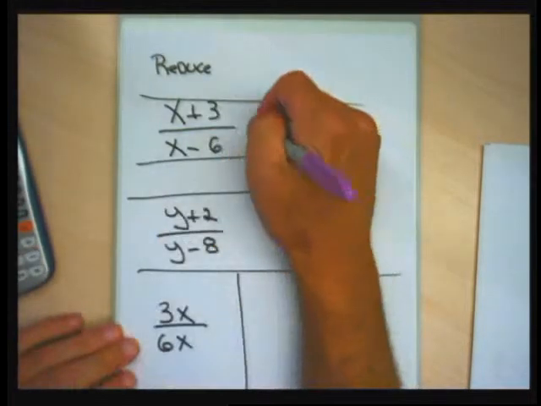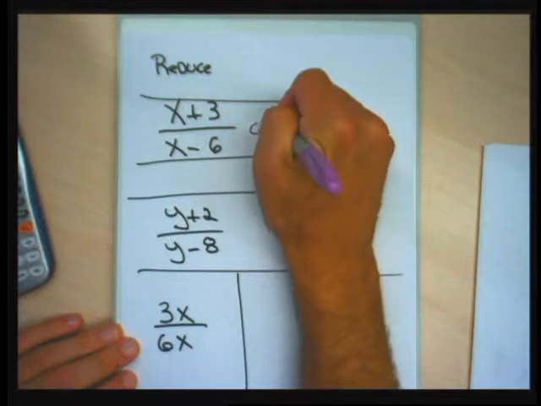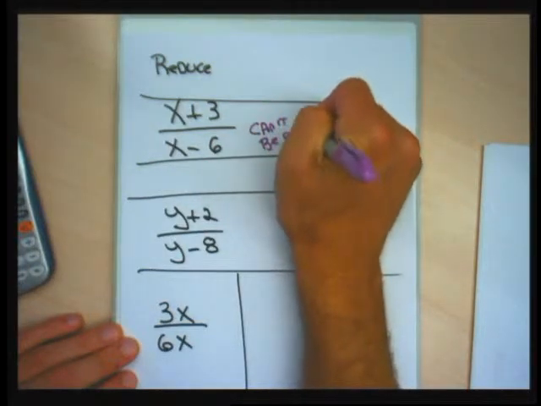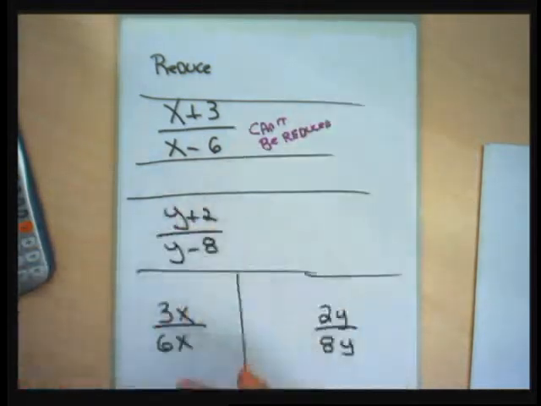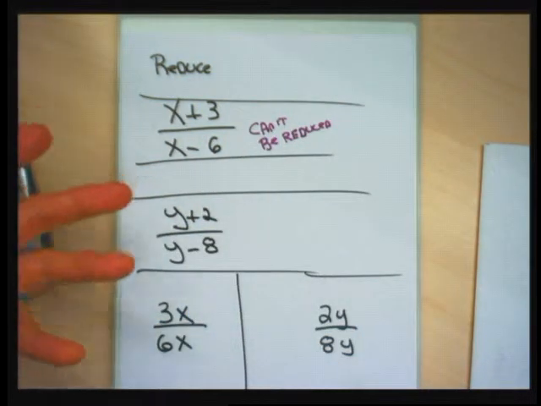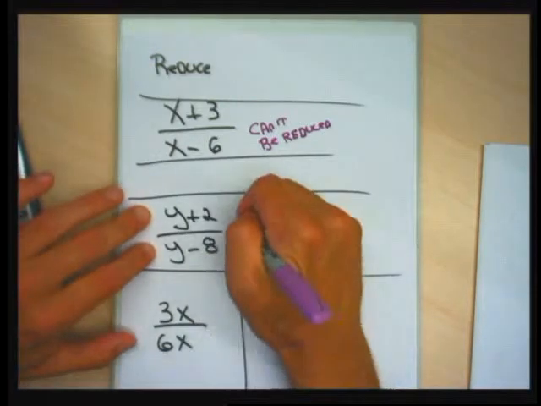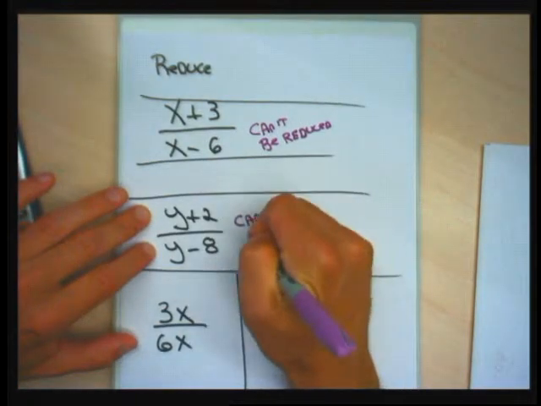This one, it can't be reduced. And if you try to reduce it, you can pick a number for x, plug it into your answer, and plug it into the original problem. Likely the numbers won't match. Similarly, this can't be reduced.